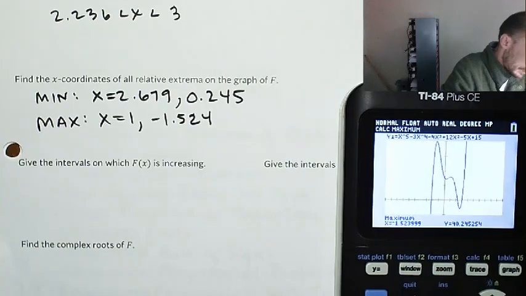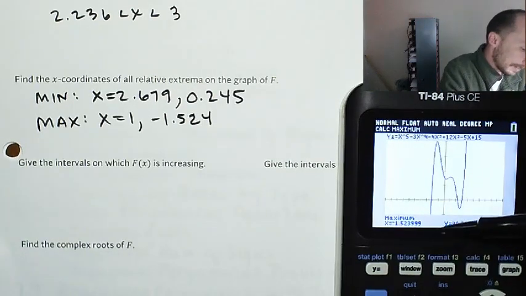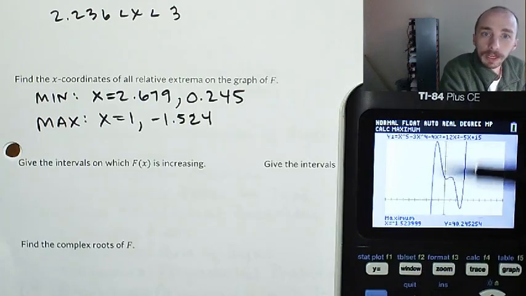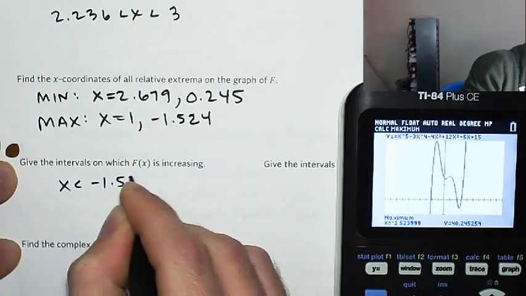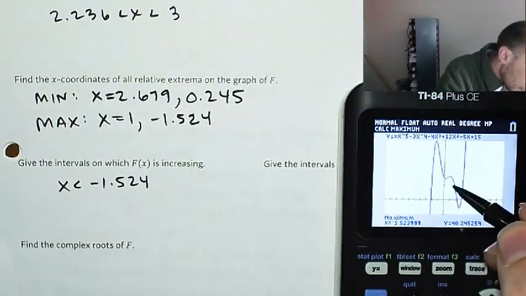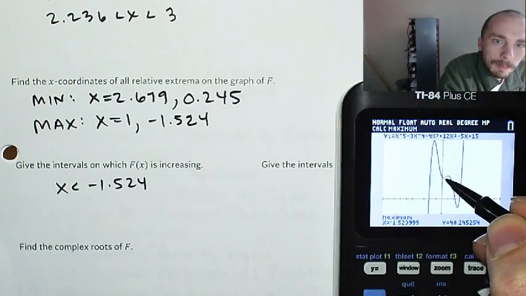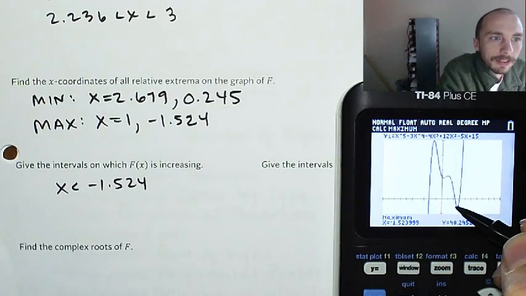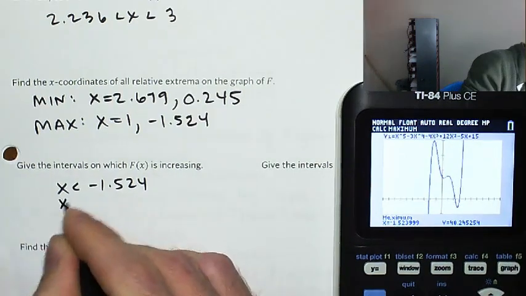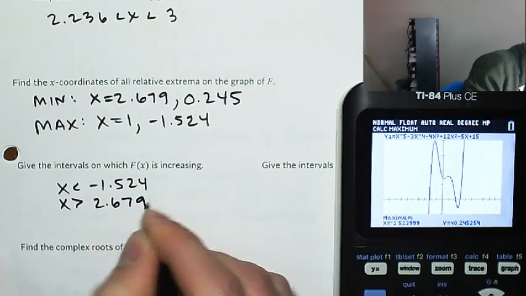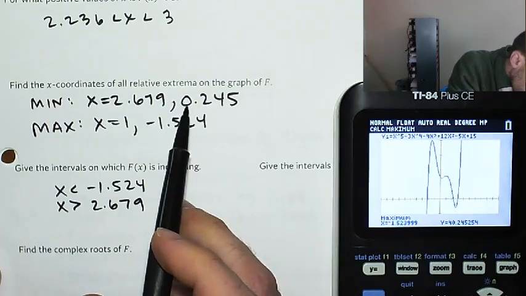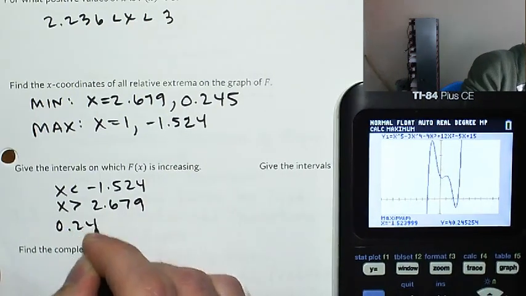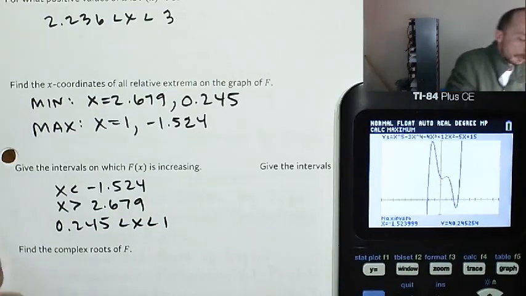Intervals on which f is increasing. So when x is less than that first minimum, we've got increase, right? We're moving up as we move left to right. So if x is less than negative 1.524, we're increasing. Now we're going to be increasing very briefly in that middle section, but I might say over here that last minimum, which was at 2.679, if we're beyond that, it's also increasing. But then also between x equals 0.245 and x equals 1, we're going to be increasing as well.